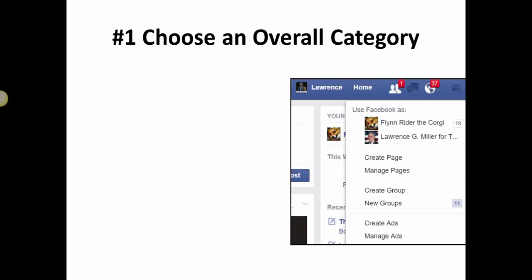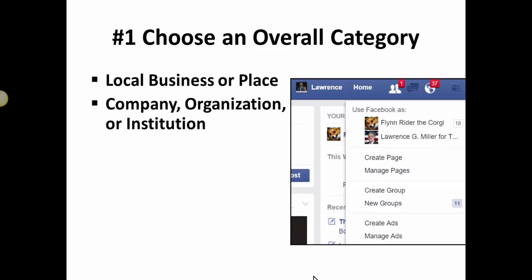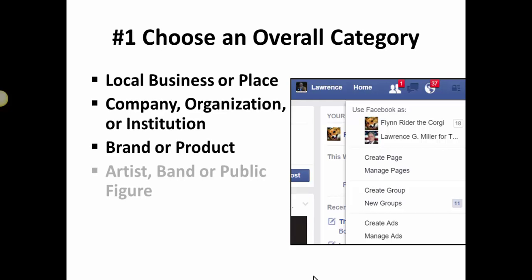First, you will go into your Facebook, and over on the right side, you click on this area over here, and you'll get this pull-down menu, and you're going to choose an overall category for your organization, and this could be a category that's a local business or a place. It could be a company, an organization, an institution. It could be actually a brand or a product.